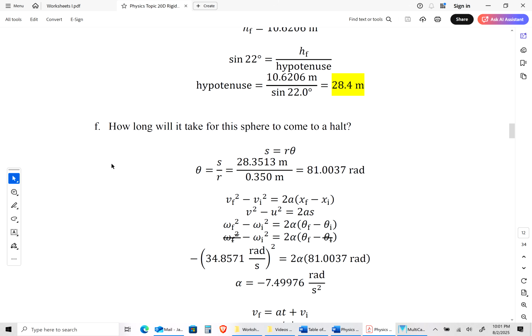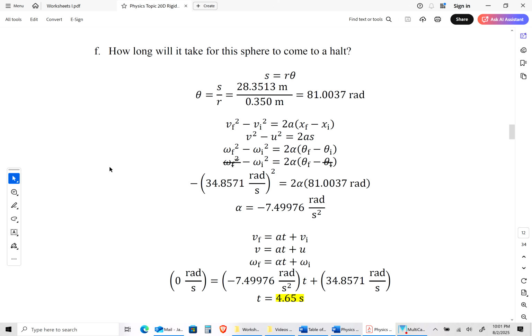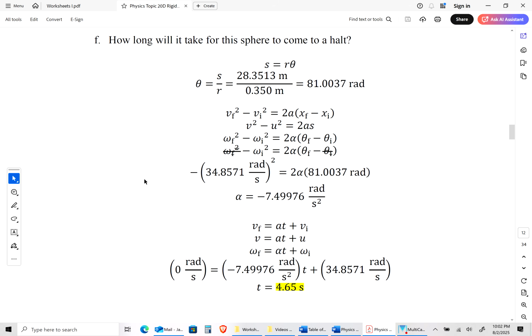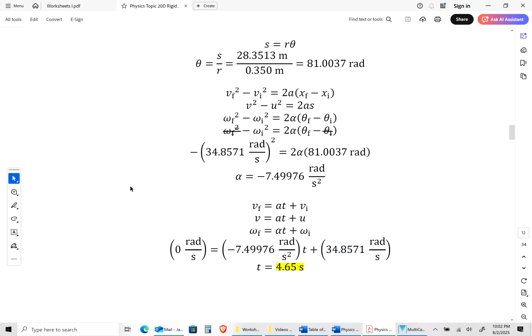Part F, how long will it take for the sphere to come to a halt? So here we solved for angular displacement. Here we're going to use a Suvat equation and convert it to an angular motion equation to solve for alpha. Finally, we're going to use this Suvat equation and convert it to an angular motion equation to solve for time.